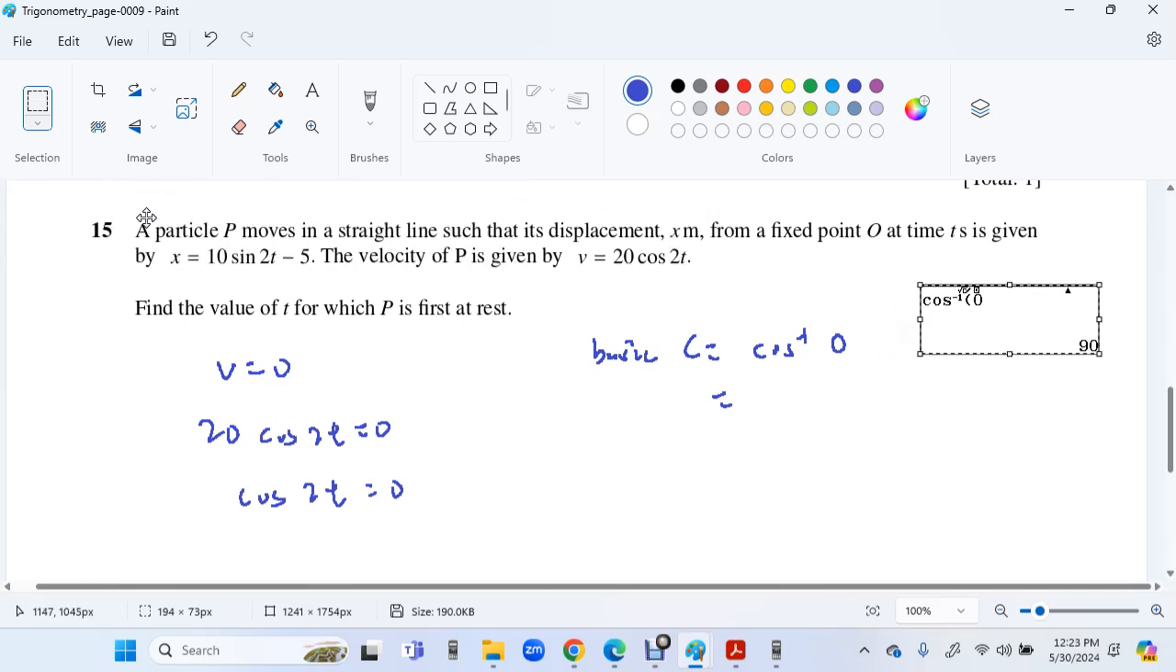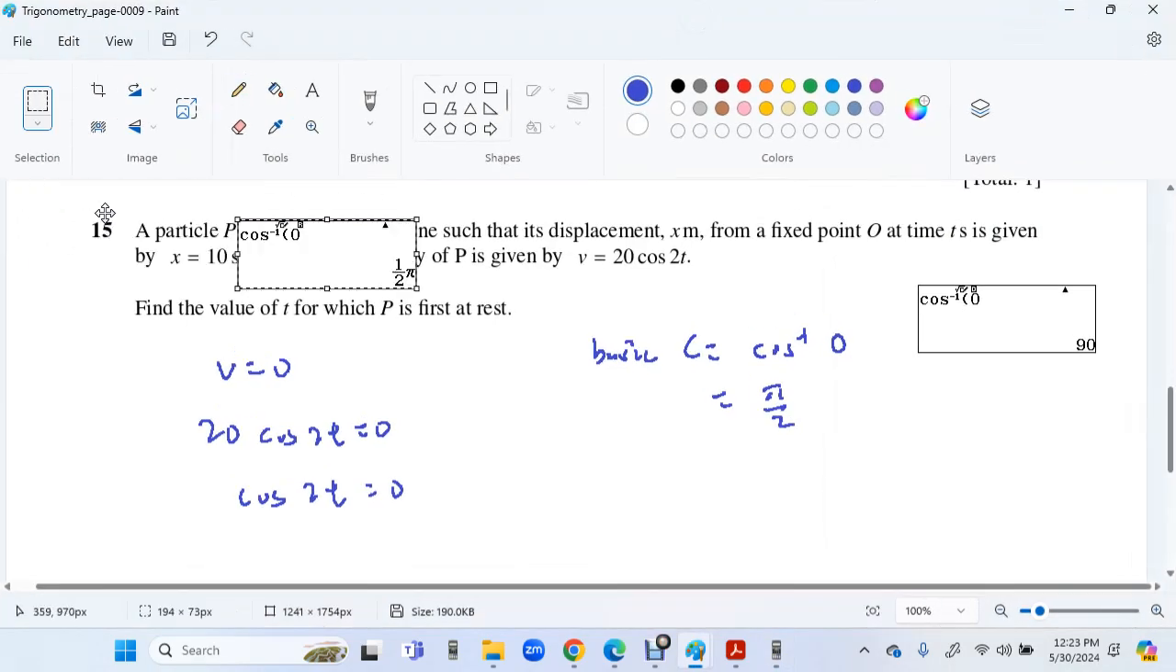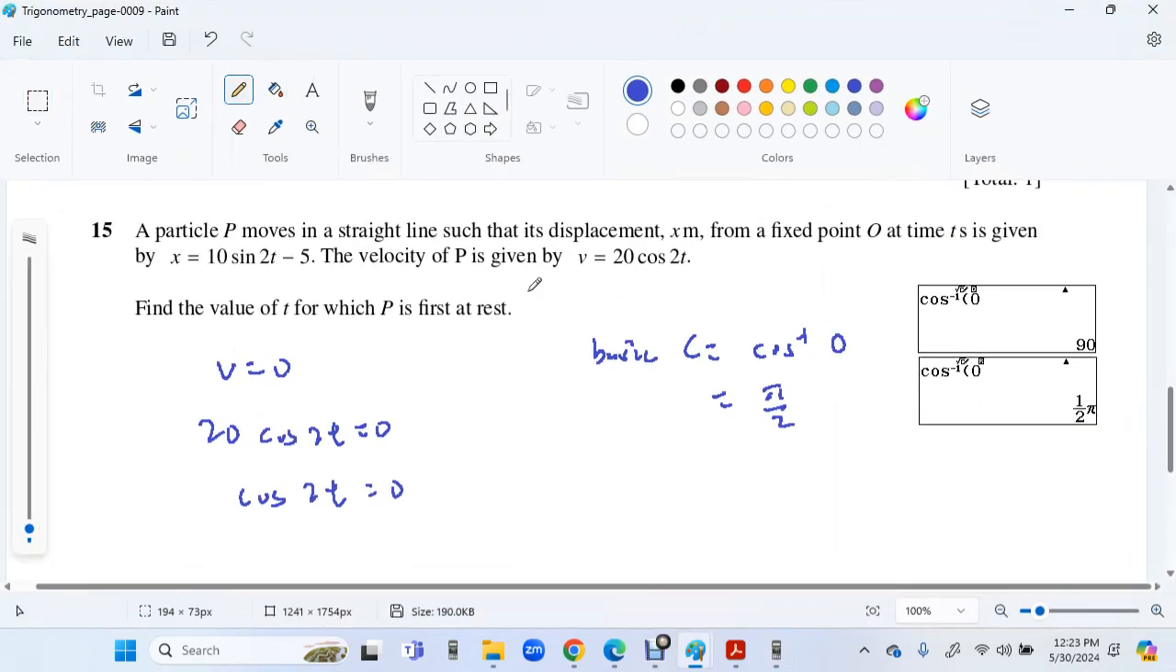Okay. But over here we will use pi over 2. Or we can shift menu and then change the angle unit to radian. So this is pi over 2. Yes. So we have 2t is pi over 2. Then t will be pi over 4 radian.